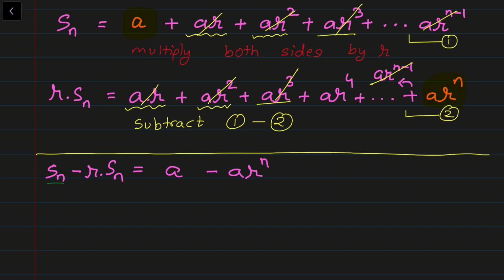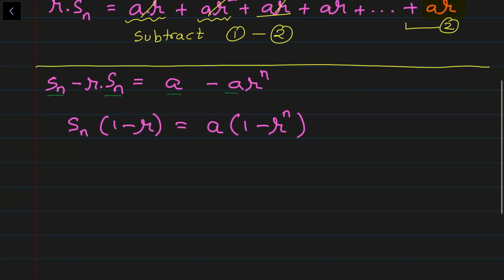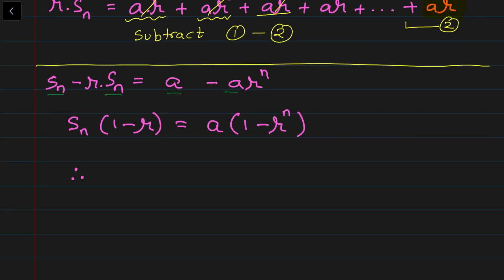Simplifying, we have Sn common and 1 minus r in the brackets on the left hand side, and a common and 1 minus r raised to n on the right hand side. Our primary objective was to find the sum Sn. Therefore, we make Sn the subject of the equation, resulting in the formula for finding the sum of the first n terms of a geometric progression. The formula is Sn equals a times 1 minus r raised to n divided by 1 minus r.